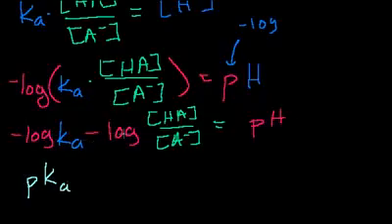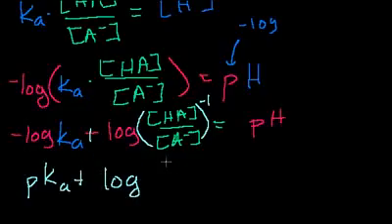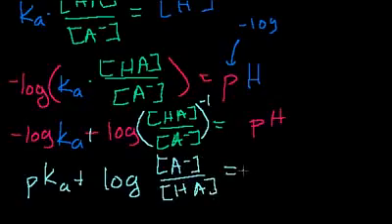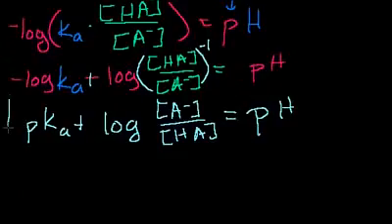And the minus log of HA over A, what we can do is make this a plus and just take this to the minus 1 power. That's just another logarithm property, and you can review the logarithm videos if that confused you. And this to the minus 1 power just means invert this. So we could say plus the logarithm of our conjugate base concentration divided by the weak acid concentration is equal to the pH. And this right here is called the Henderson-Hasselbalch equation.